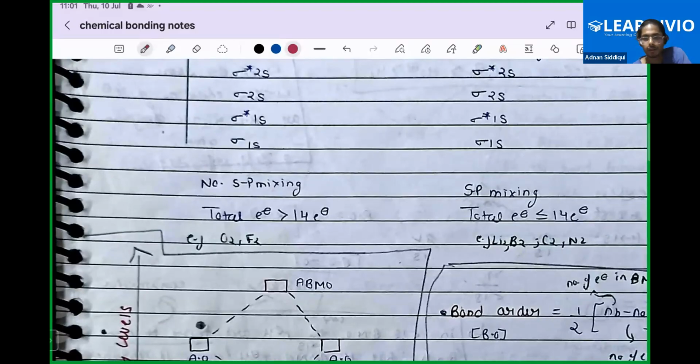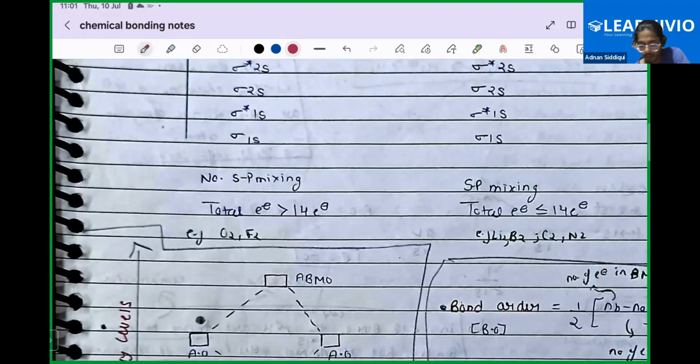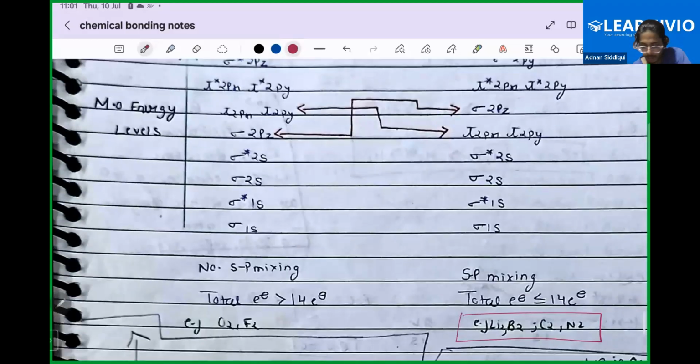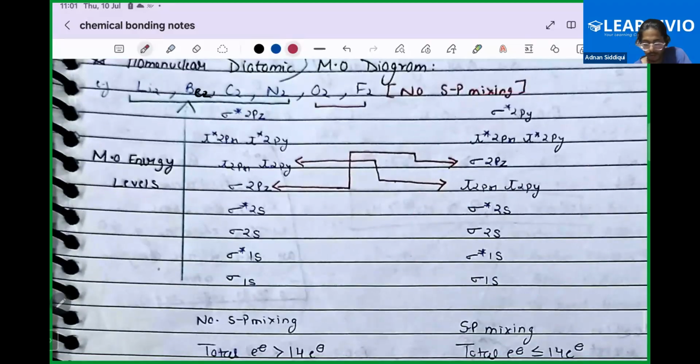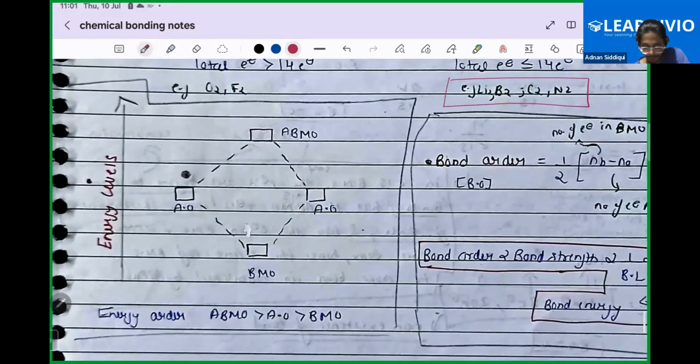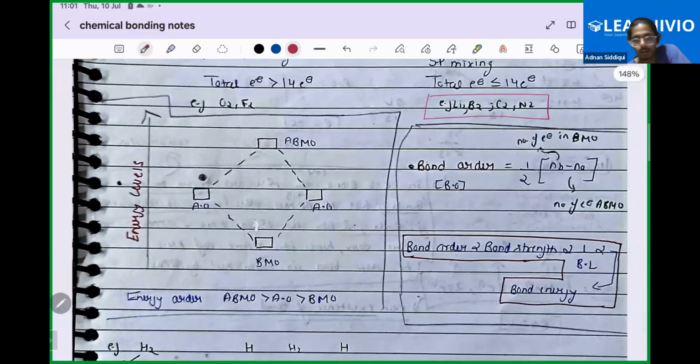sp mixing if the total electrons are less than 14. For example, for lithium, B2, C2, and N2, you have this sort of molecular orbital energy level. For the elements which have more than 14 electrons, you will follow this one. So let us see. This is your general molecular orbital diagram.